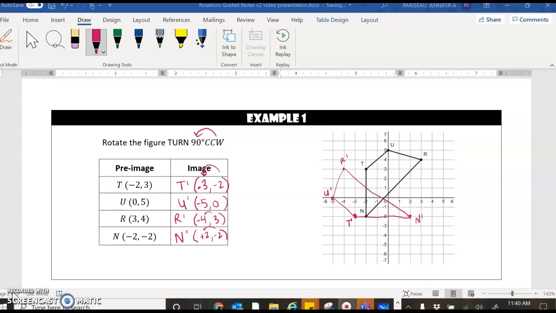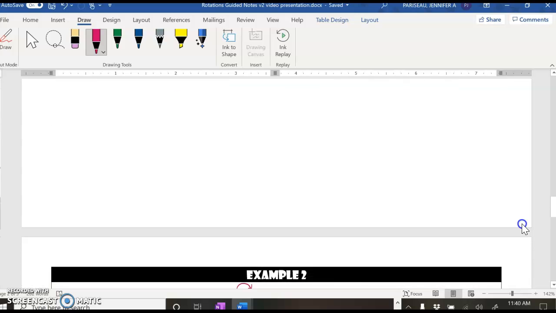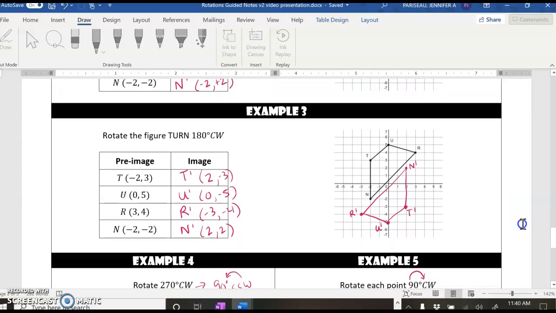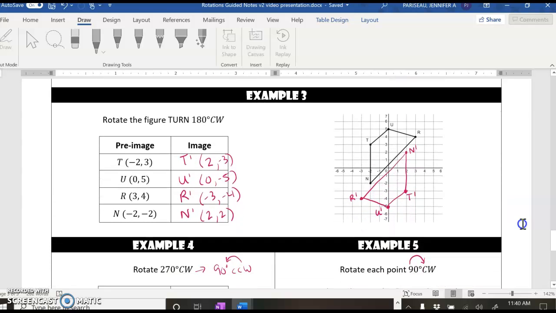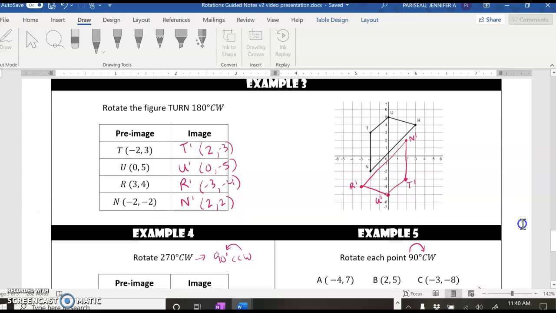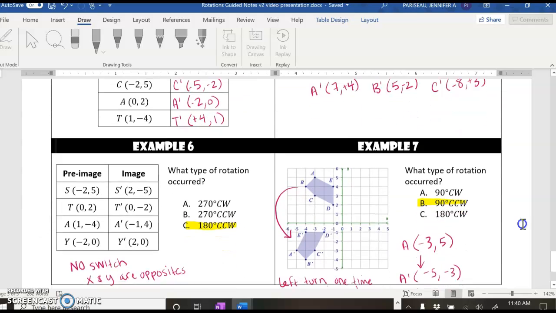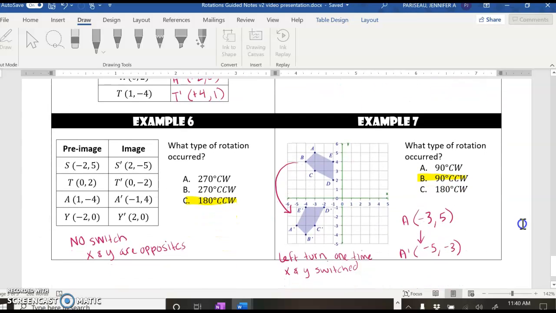All right. I went ahead and drew in this. Anytime you need to, go ahead and pause. But I'm just going to scroll, because I only have 30 seconds left here to show you my answers. Here's example 2. Pause for example 3. 4 and 5. And 6 and 7.